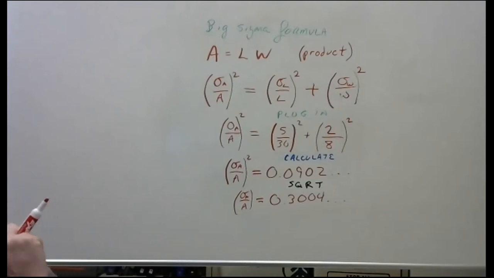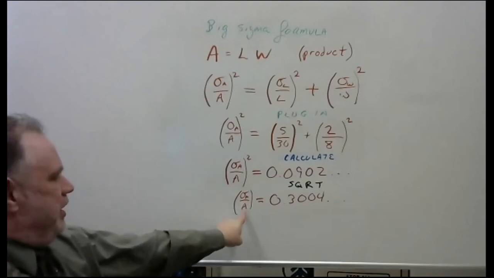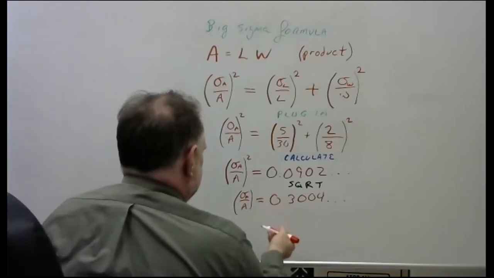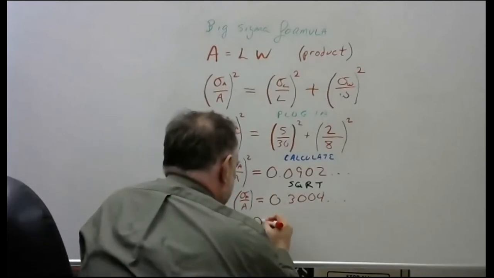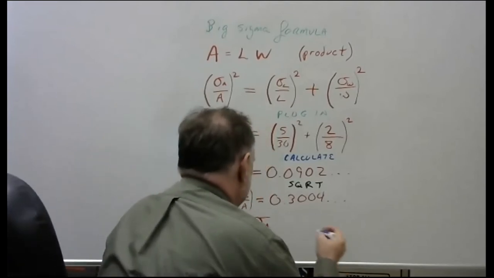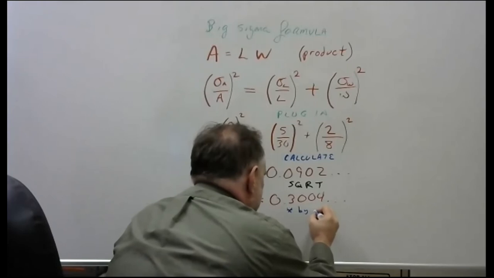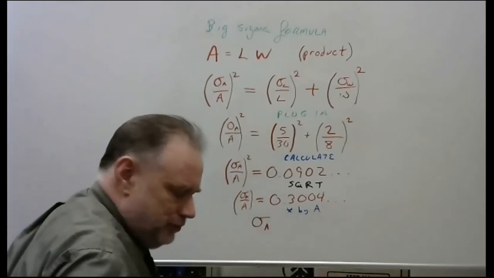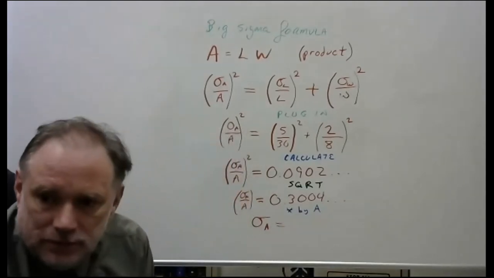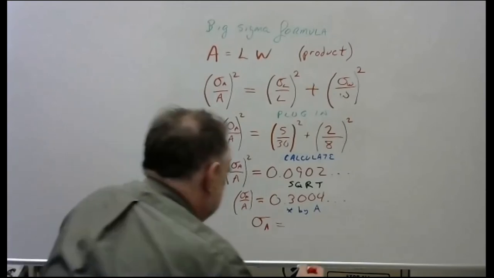Now, which A are we talking about? What number is A? 240 centimeters squared. It's 240. It's the calculated number. So notice in order to find the sigma, you have to calculate what the A is in the first place. So the sigma A here, once we multiply by 240, we multiply by A. Sigma A equals, what'd you get? 72.096.